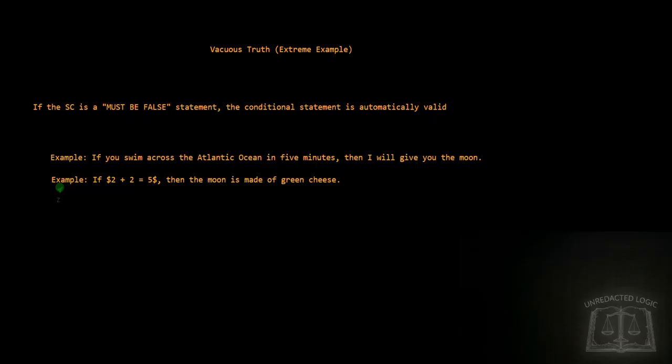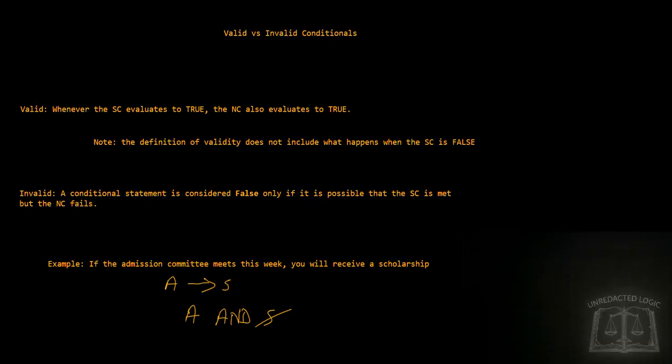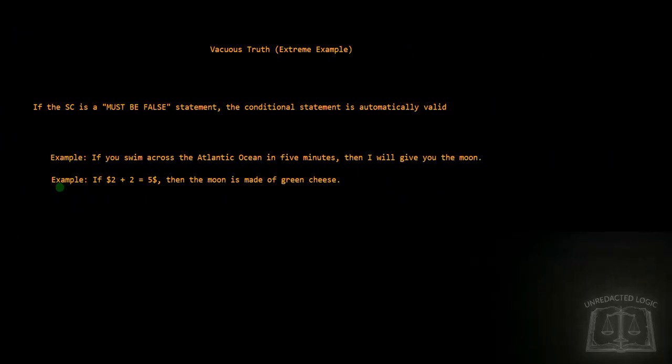Okay. And I'll just flip back to the first slide for a second. The reason for that, again, comes down to the definition of invalid. It means something very specific. It means that it's possible for the sufficient condition to pass, and yet the necessary condition fails. In these examples, as silly as they look, it is not possible that the sufficient condition passes. So you can't satisfy the definition of invalid.